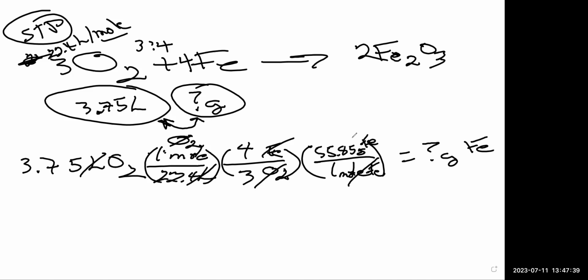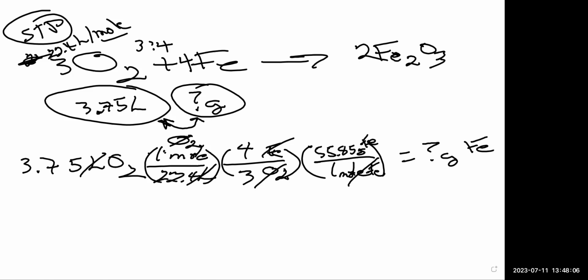So now you got the problem set up properly. The mathematics is left up to you. So it's 3.75 divided by 22.4 times 4 divided by 3 times 55.85 grams. That would tell you how many grams of iron are necessary for this reaction.